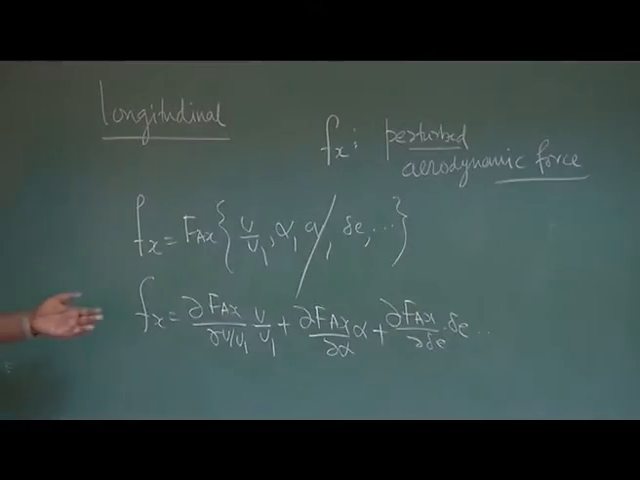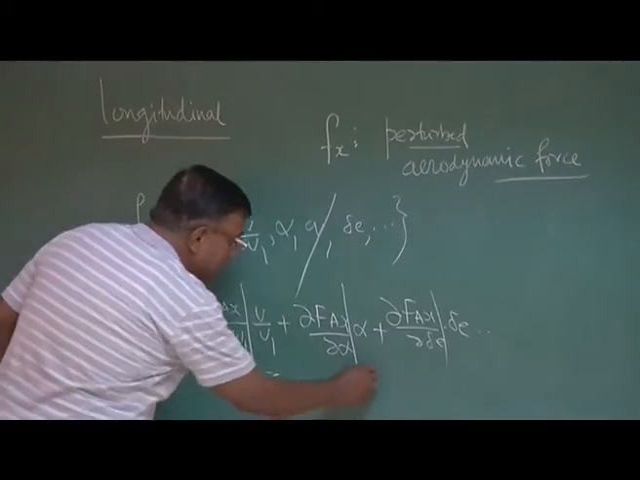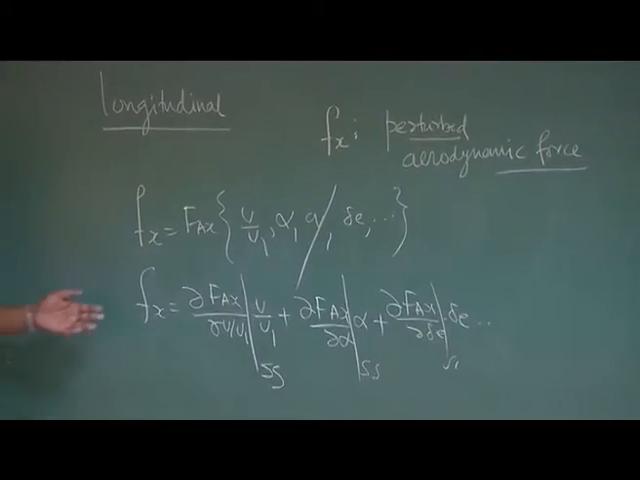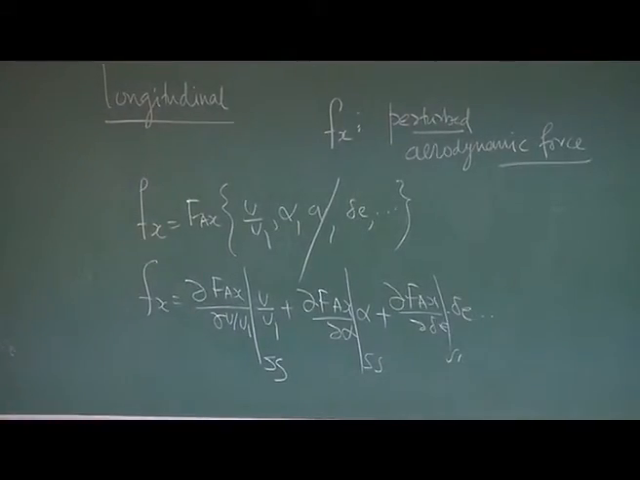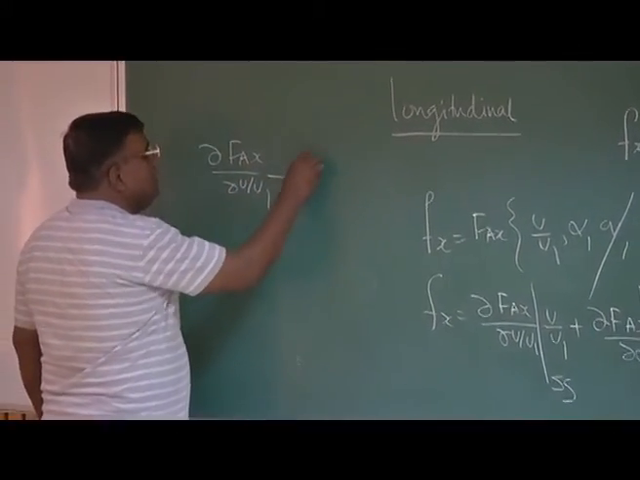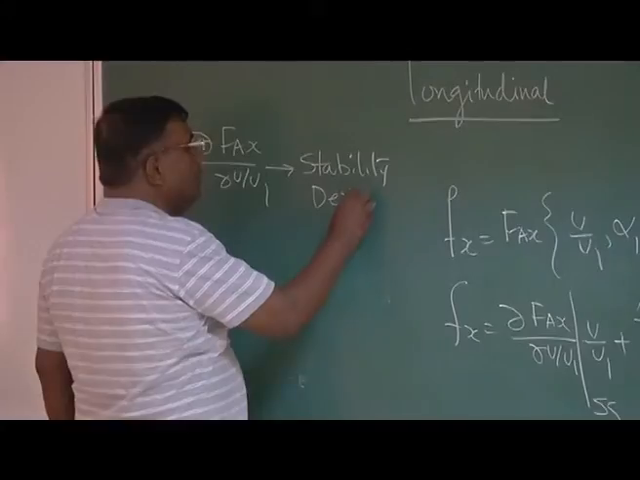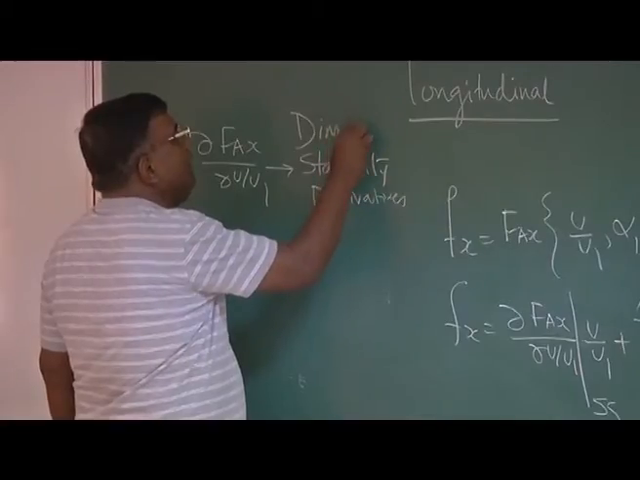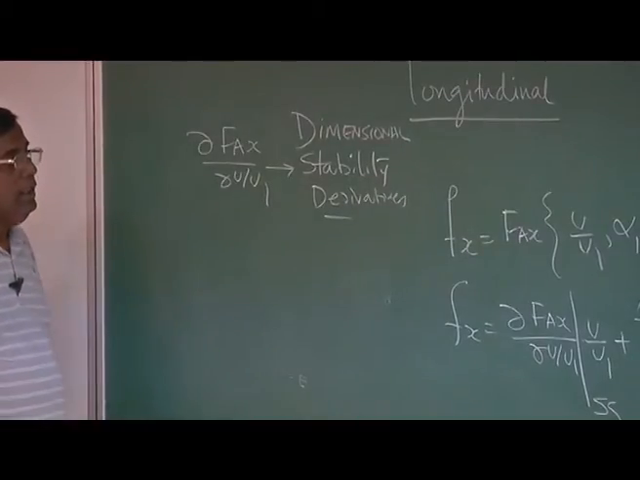What was the understanding of dFax by du by U1? All these derivatives are said to be evaluated at steady state. That is important. Okay, and we derived some expression for this. Those you could see. And this dFax by du by U1, these are termed as stability derivatives. But these are dimensional. That's the catch point. Dimensional stability derivatives, because they have dimensions. Okay? This one we did.